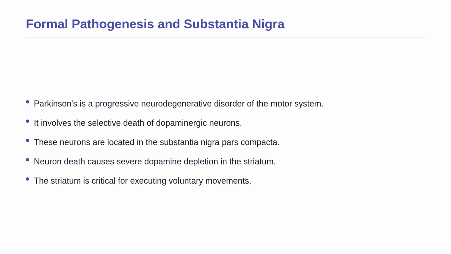Moving from our clockwork analogy to the actual biology, let us look at the formal definition of this pathogenesis. Parkinson's disease is a progressive neurodegenerative disorder that primarily affects the motor system of the central nervous system. The core biological mechanism is the selective death of dopaminergic neurons. These specific neurons are located in a midbrain region known as the substantia nigra pars compacta. As these vital neurons die off, there is a severe depletion of dopamine in another region called the striatum.